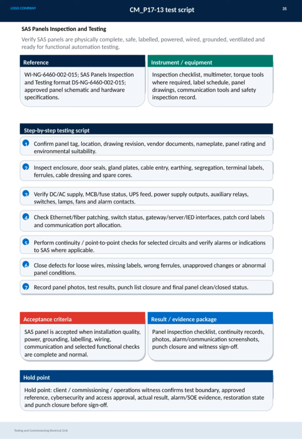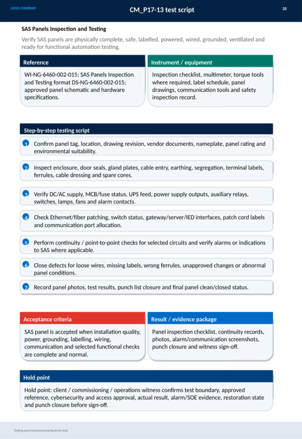We also check Ethernet and fiber patching, switch status, interfaces with gateways, servers, and IEDs, patch cord labels, and communication port allocation. Following that, we perform continuity and point-to-point checks for selected circuits and verify alarms or indications to the SAS when applicable. Any defects such as loose wires, missing labels, wrong ferrules, unapproved changes, or abnormal panel conditions must be promptly closed. Finally, we document everything by recording panel photos, test results, punch list closures, and confirming the final clean and closed panel status.